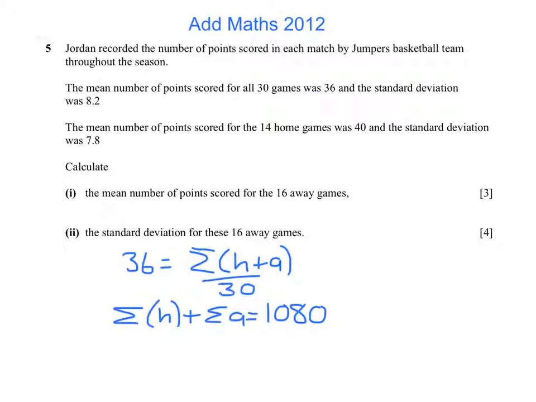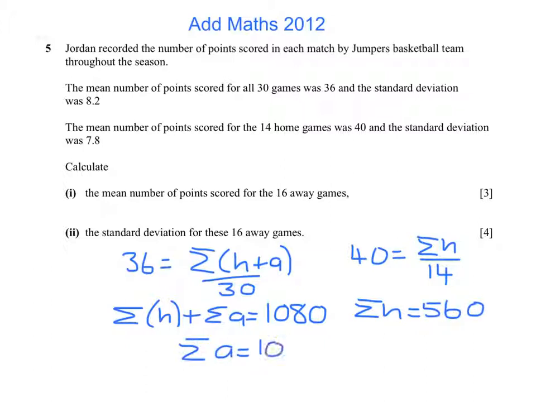If we then just deal with the home games, their mean was 40, and that has to be the sum of the home games divided by 14. So the sum of the home games will be 14 times 40, which is 560. So the sum of the away games will be the 1080 minus 560, which is 520.